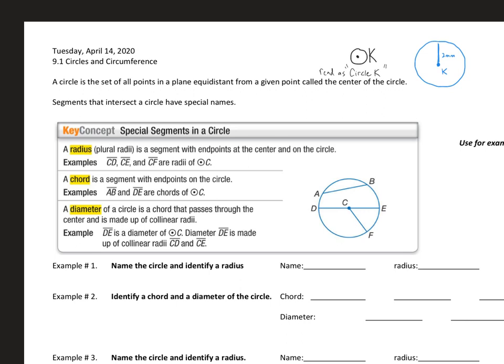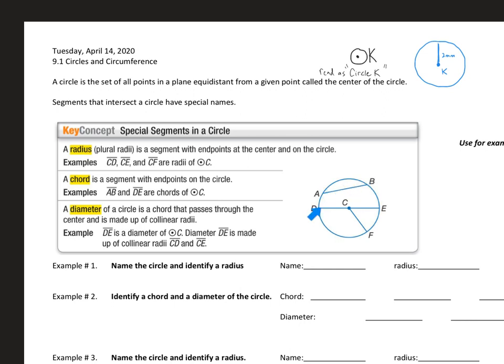If you look in our box about special segments, I've got another special segment, and that is what we call a chord. And it's not what you play on the guitar or piano. A chord is a segment with endpoints on the circle. So if I come over here and take a look, I got point A, I got point B. Segment AB is what I call a chord. So again, segment AB is a chord.